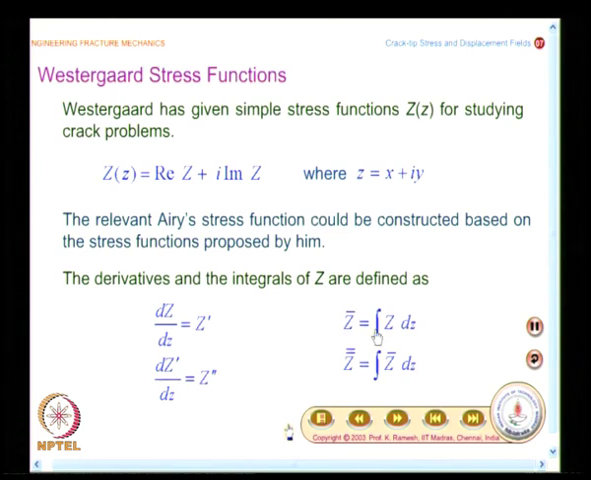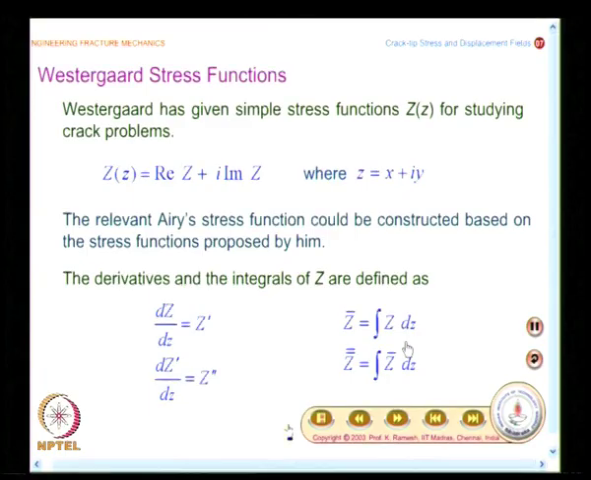Z bar denotes integral of capital Z dz. See, normally in complex numbers, the usual convention is that when you put a bar, it is a conjugate function. It is not referred to in that context here. So, you should look at the difference in symbolism and, based on that, interpret whatever equation you come across. So, I have Z bar defined as integral Z dz.